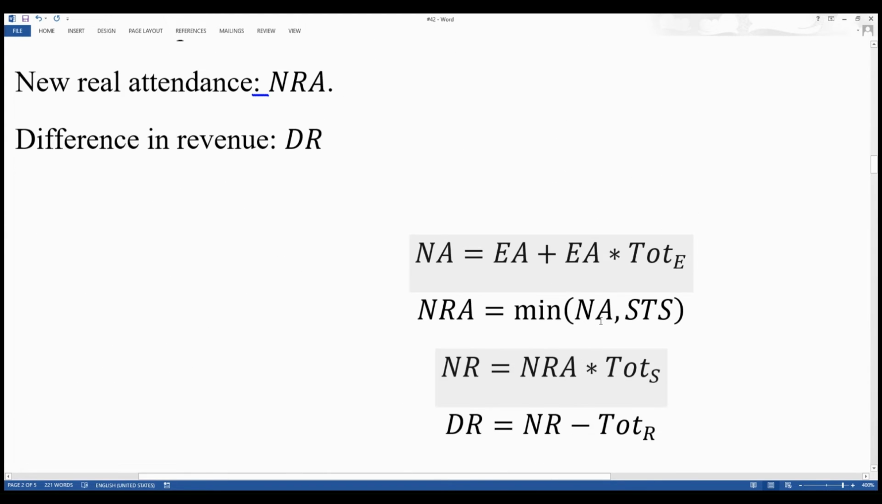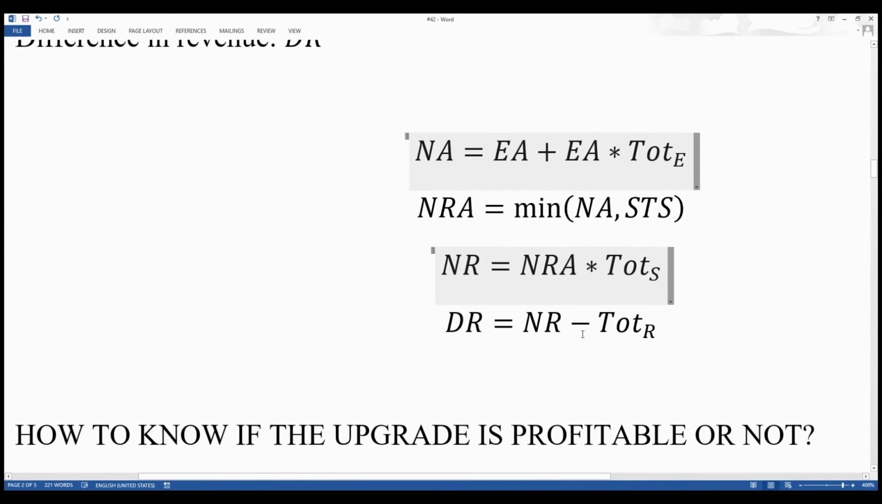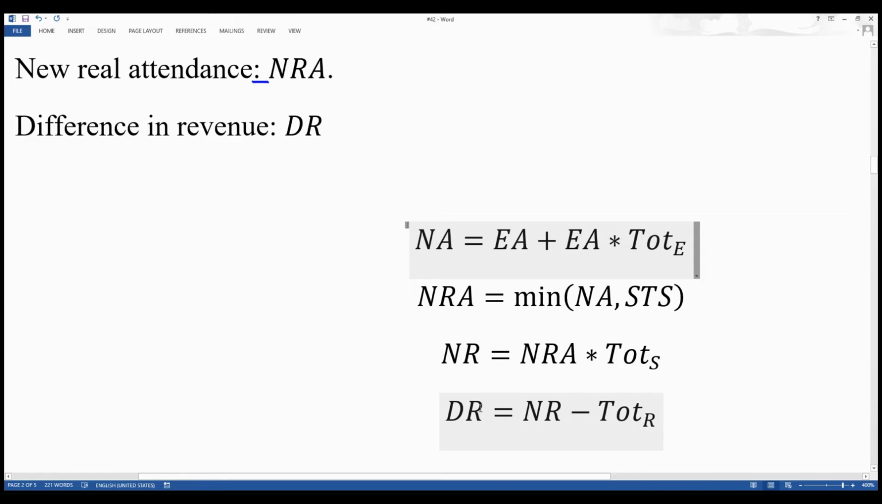Then I obtain the new revenue. And finally, I calculate the difference in revenue, in which I subtract the previous revenue from the new revenue. Then I see how much money the indirect money making facilities are generating for me. Once more, if something is not clear, if you're getting lost, go back a bit and try to understand.